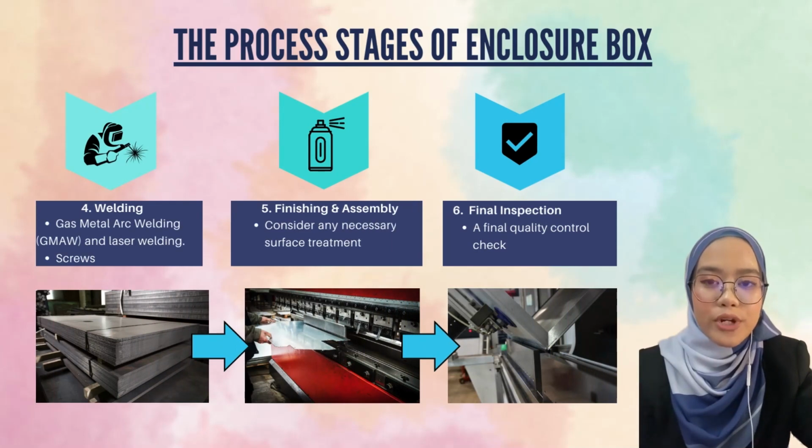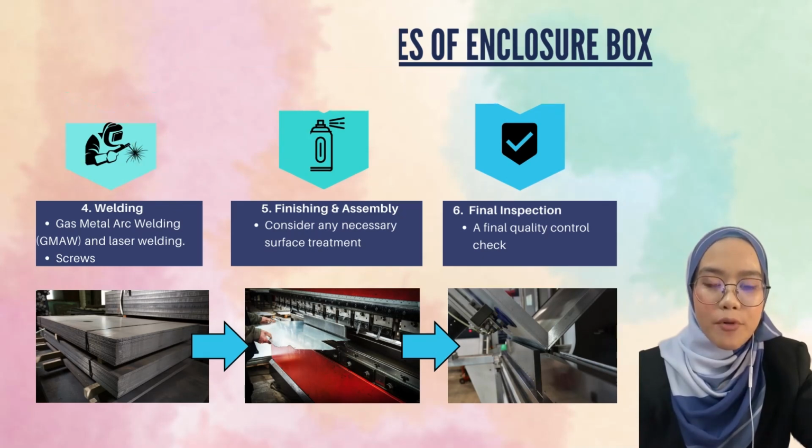To join all the body parts and the door, we will use a joining process. We will weld all the body parts and the doors using gas metal arc welding or laser welding. This is because all the body parts are made from metal, which is steel, so it is easier when we use welding to join every part of the product.